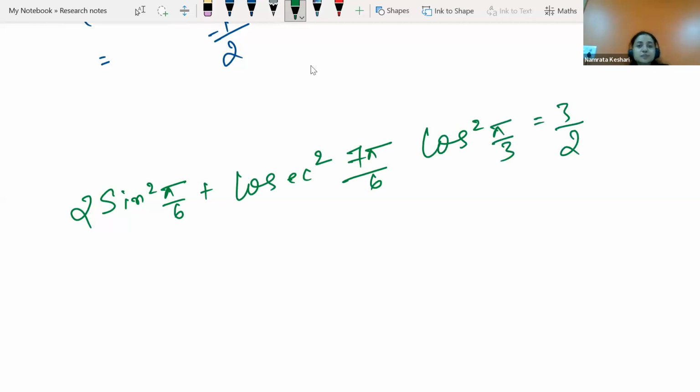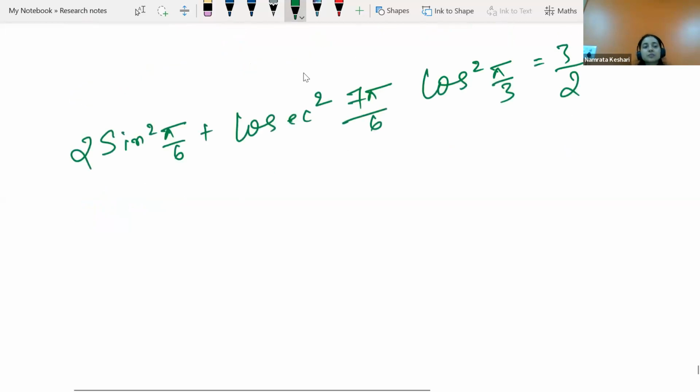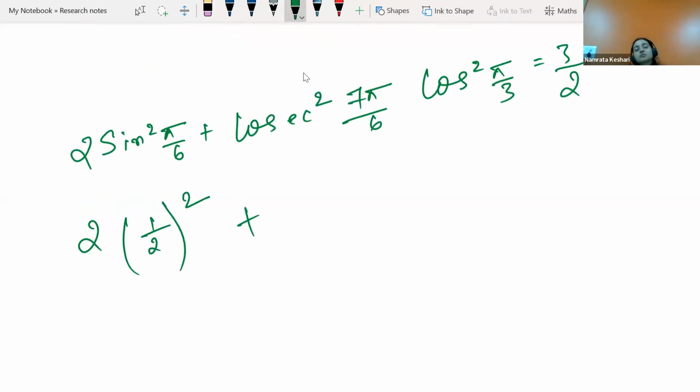Let's check it. Pi by 6 means 30 degree. Okay, sine 30 degree. Now only we figured out that it is nothing but 1 by 2 square plus cosec square 7 pi by 6. This value we don't know, but in the previous exercise we have learned how to do the conversion over here, how to do the arrangement. Okay, so can we write it as 7 pi by 6? Let's do the division.